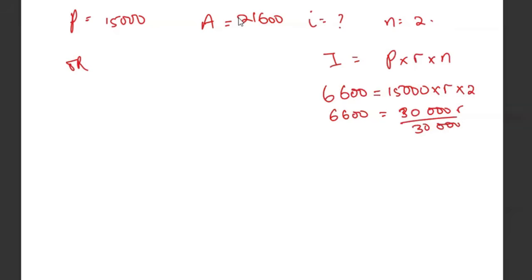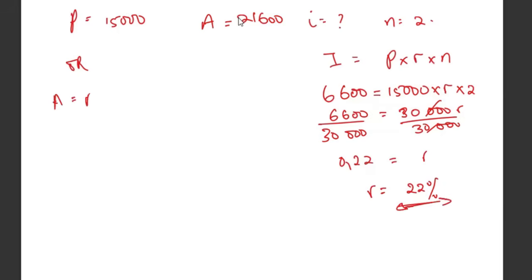Why don't I divide this by 100 once? But it's fine, I'll sort it out. Divide by 30,000, so this cancels that. From my calculator, if I punch the 6.6 divided by 30,000, I'm getting 0.22 is equal to R. Then multiply by 100, meaning that it's 22%.